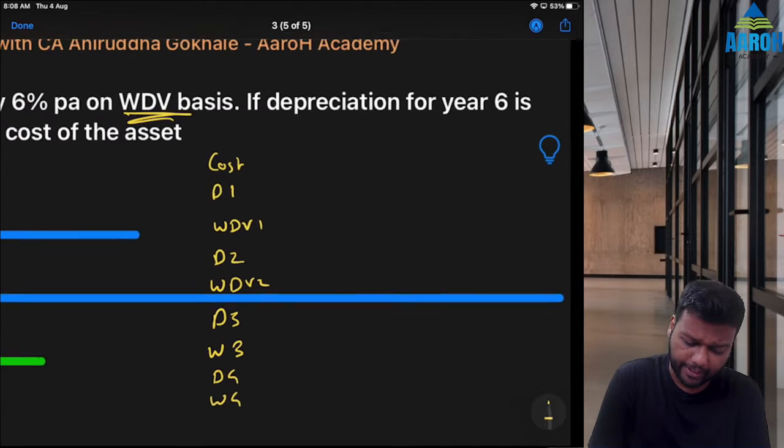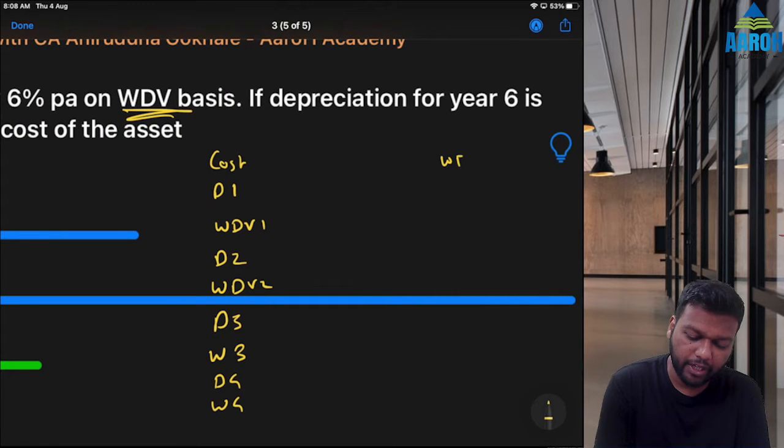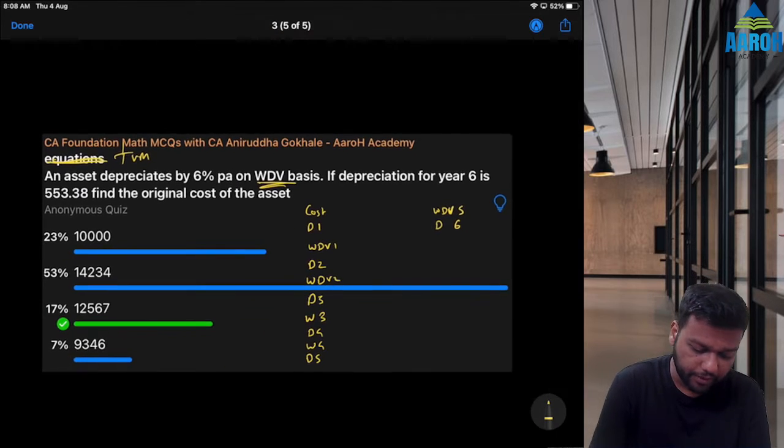Similarly for year 6, there will be some opening WDV at year 5. Okay, it will be D5. Then WDV at year 5. Then there will be depreciation at year 6, which is given to us as 553.38.